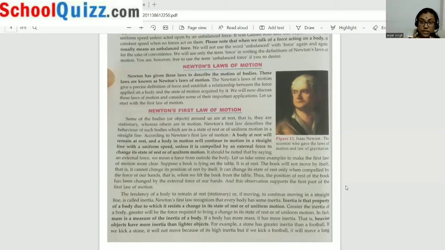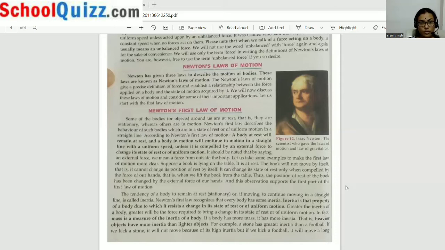क्लियर? Inertia is that property of a body by which it resists the change. It resists the change. वो चेंज नहीं करेगी. अगर रेस्ट में है तो रेस्ट में रहना चाहेगी, अगर बॉडी मोशन में है तो वो मोशन में रहना चाहेगी. क्लियर? चेंज इट्स स्टेट ऑफ रेस्ट और ऑफ यूनिफॉर्म मोशन. क्लियर? Inertia means to resist its original position. Okay, either it is in a state of rest or it is in a state of motion.